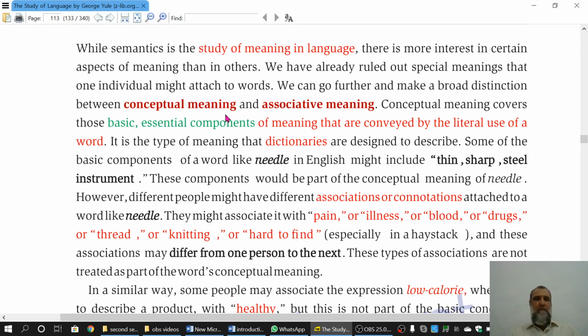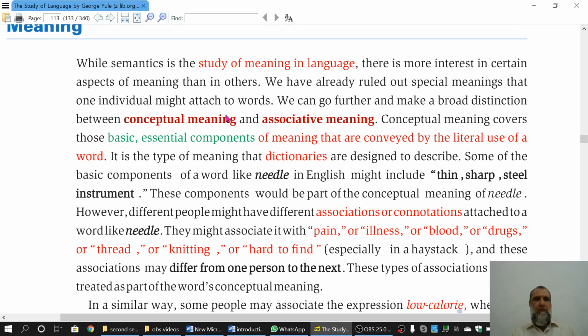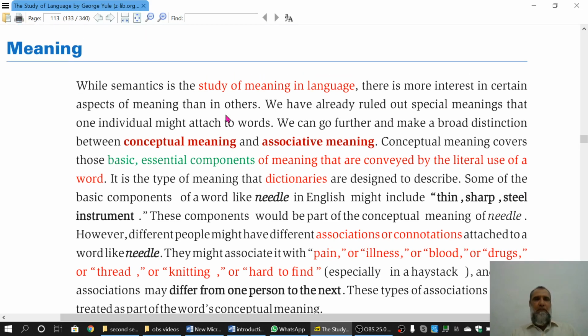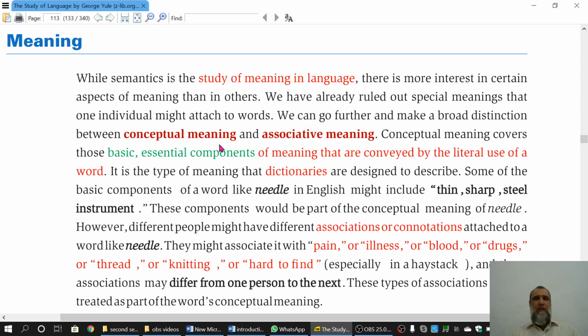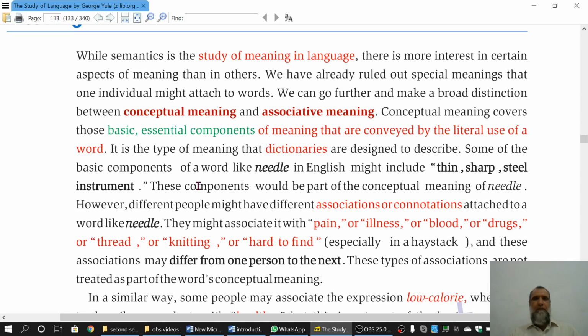Conceptual meaning is an extremely important meaning. You will study these meanings once again in your fourth semester. So listen carefully to what is meant by conceptual meaning and associative meaning. As we said, semantics is the study of meaning in language. The two meanings are very important. One is the conceptual meaning of a word, and the other is associative meaning. This conceptual meaning of a word or phrase or sentence is very basic and very important. And there is also the other type of meaning called associative meaning.